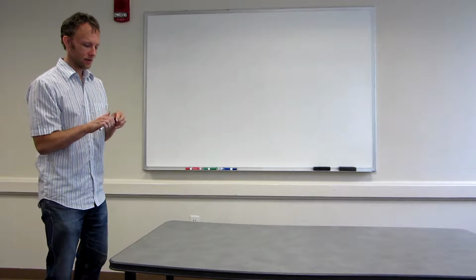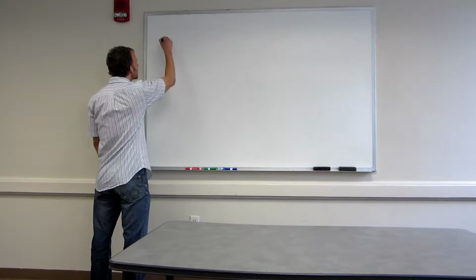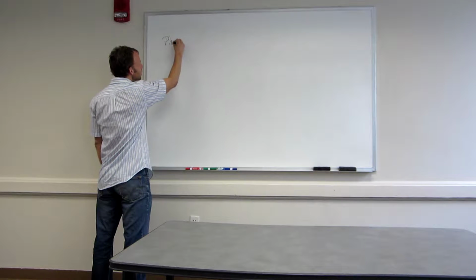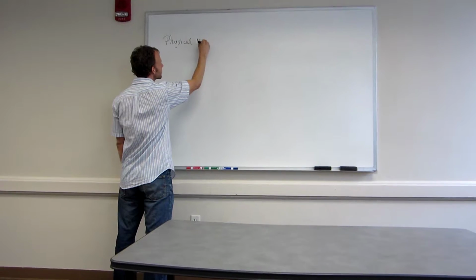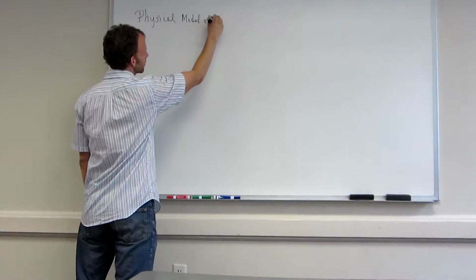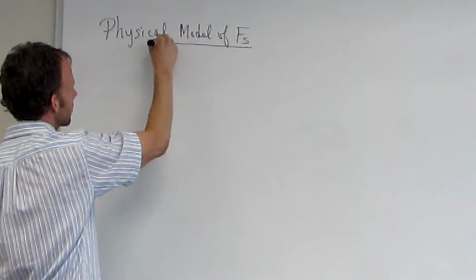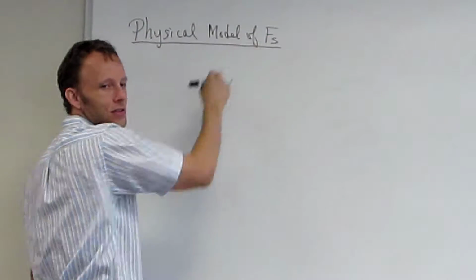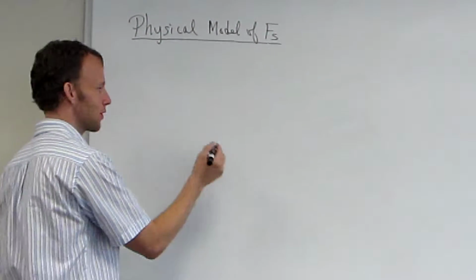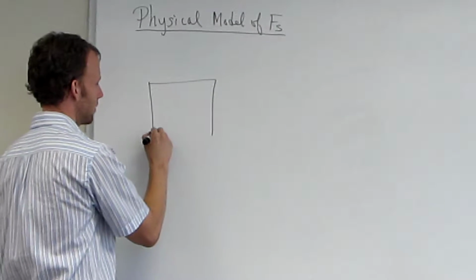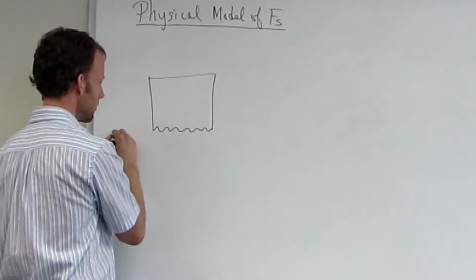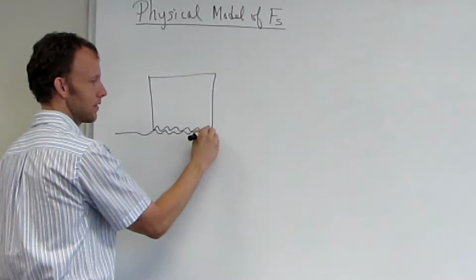We can understand the physical origin of this force with a simple picture. F sub s is the term we use to denote the static friction force, by the way. But let's consider a box resting on a floor, for instance.